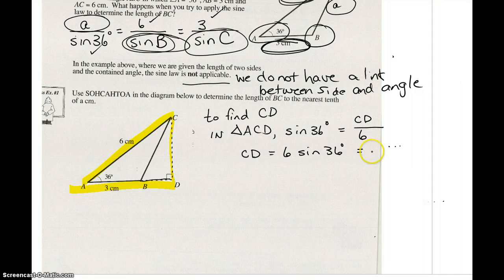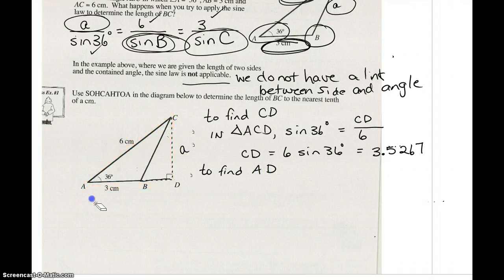And when I plug this into my calculator, I get a number of 3.5267. That gives me this side right here. And we know this side is actually A. So there we have that number. Now what we're going to do is we're going to find AD.